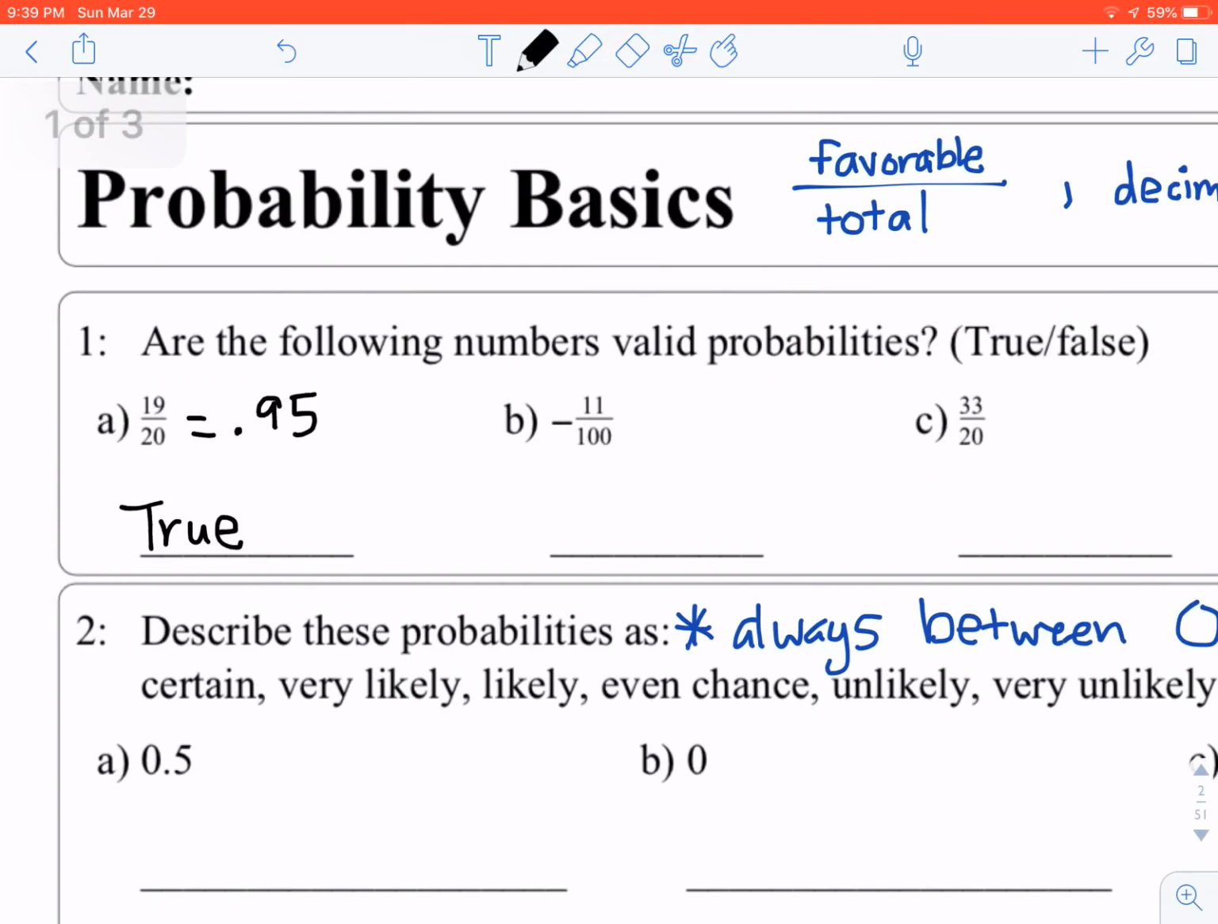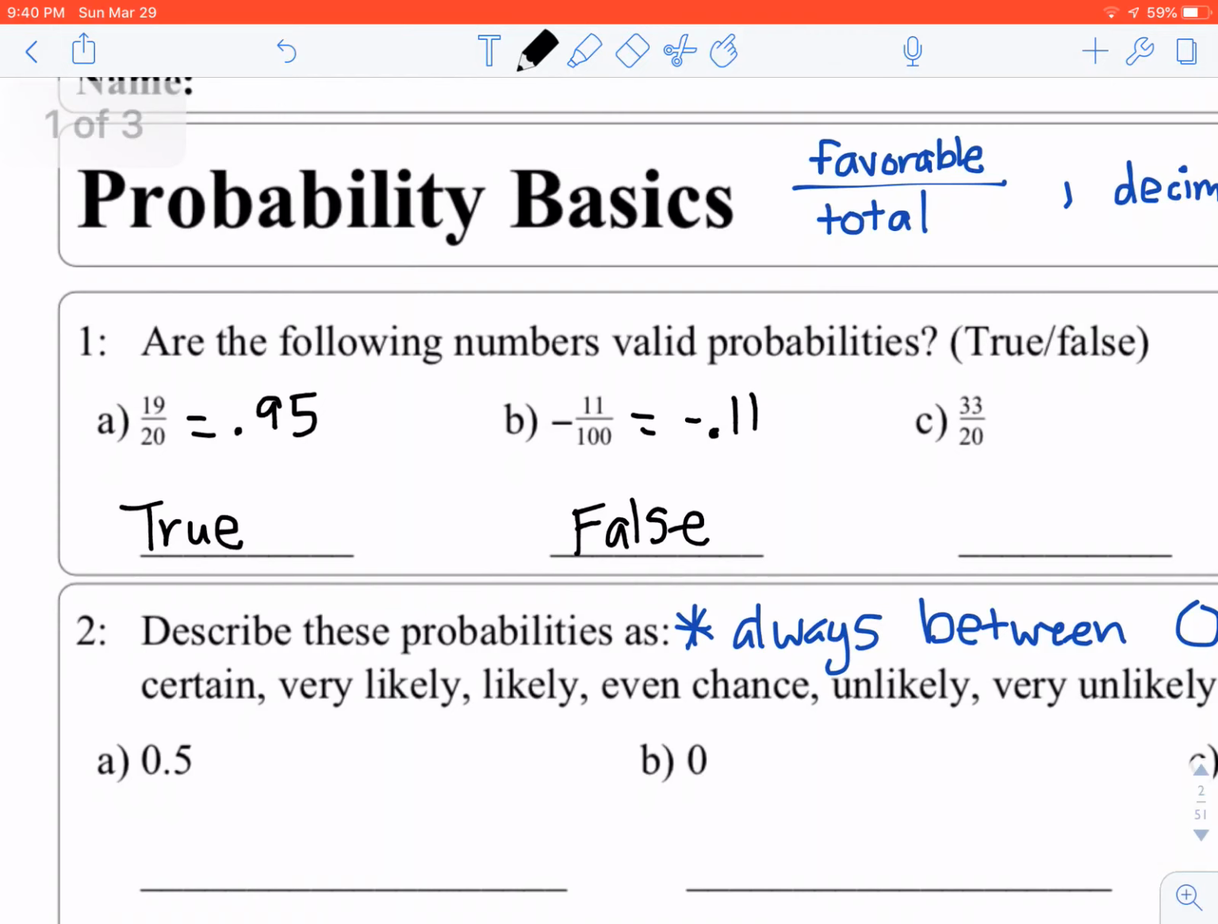Letter B is negative 11 over 100. So if you type negative 11 divided by 100 into your calculator, you're going to get negative 0.11. So again, you're going to ask, is that number between 0 and 1? It is not, because it's negative. So that is false. That is not a valid probability.